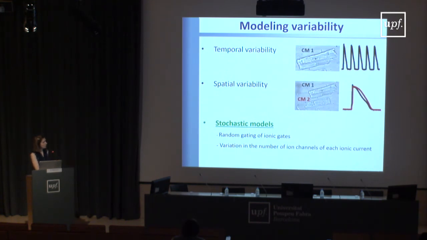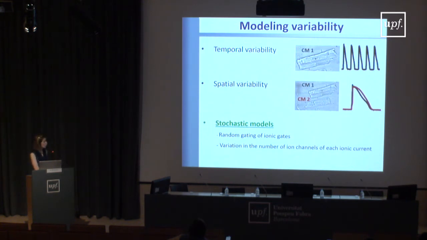But importantly, if we take two different cardiomyocytes, even if they are very close together, we see that at the same time they have different cellular responses, even if they are stimulated exactly in the same way. So we want to incorporate both this temporal variability and this spatial variability in the model. So what we do is go from deterministic to stochastic models.